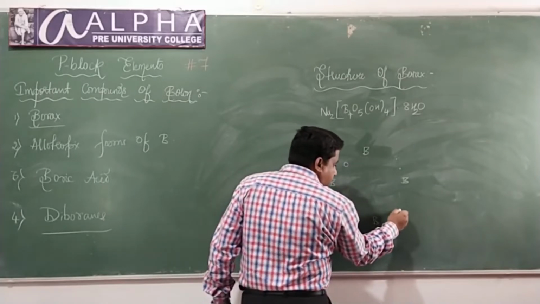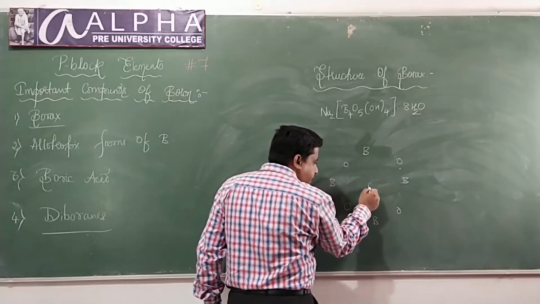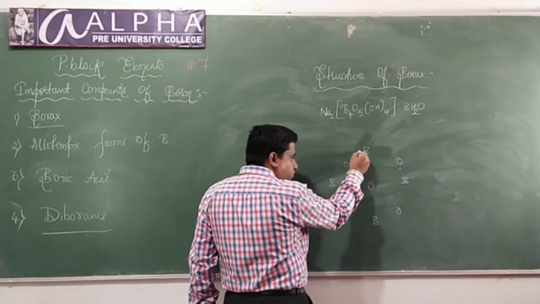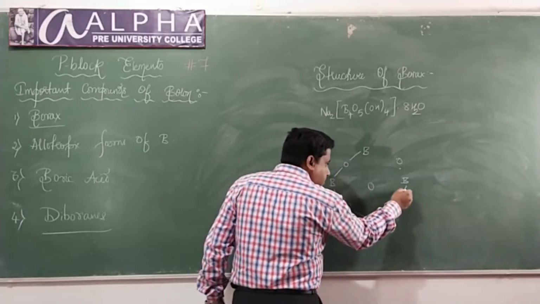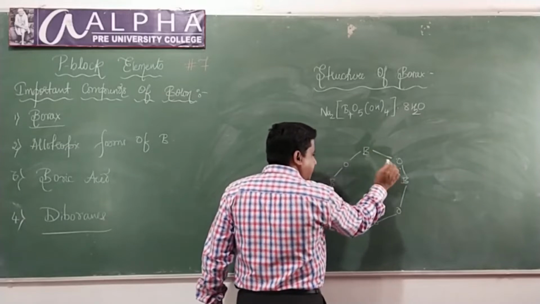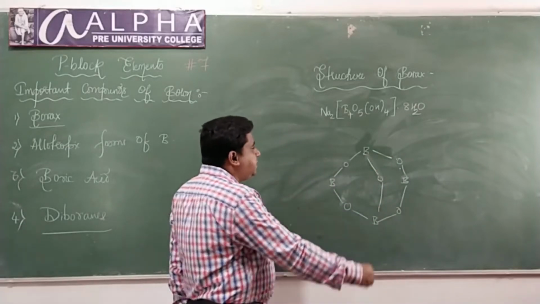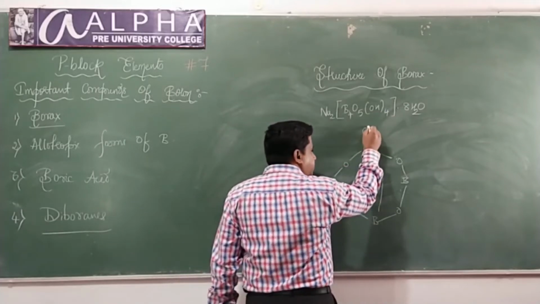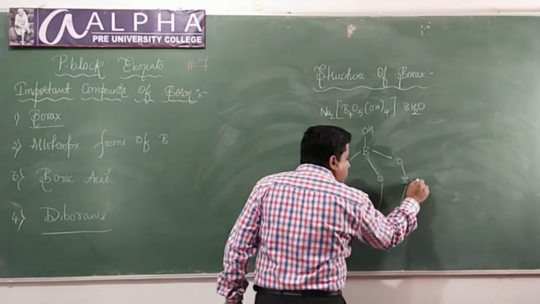1, 2, then 3, then 4, isn't it? And between these 2 borons, write 1 oxygen. Now connect the oxygen with the boron atoms like this. And there are 4 OH groups, correct? Look here, OH, OH, OH, OH.